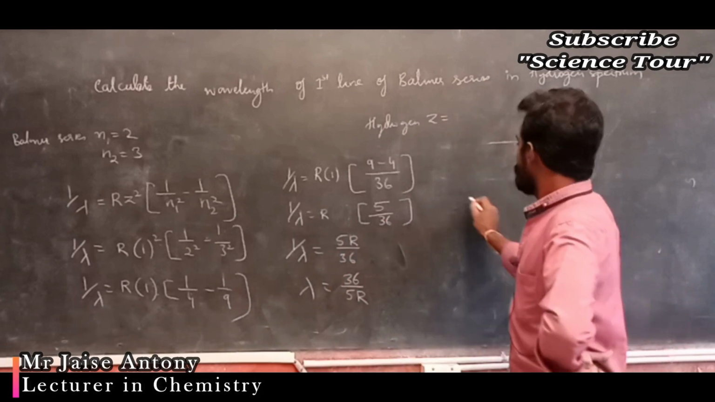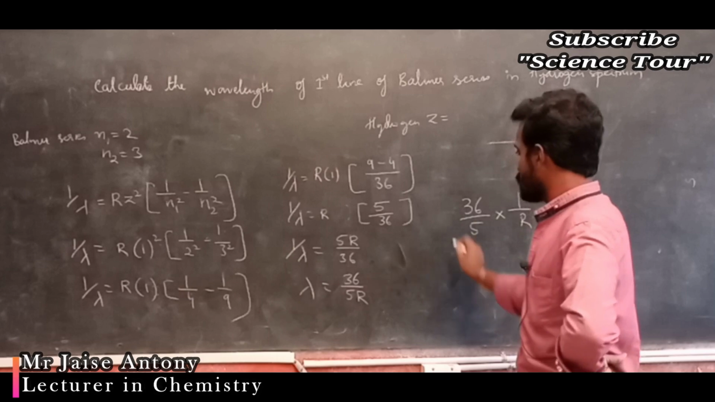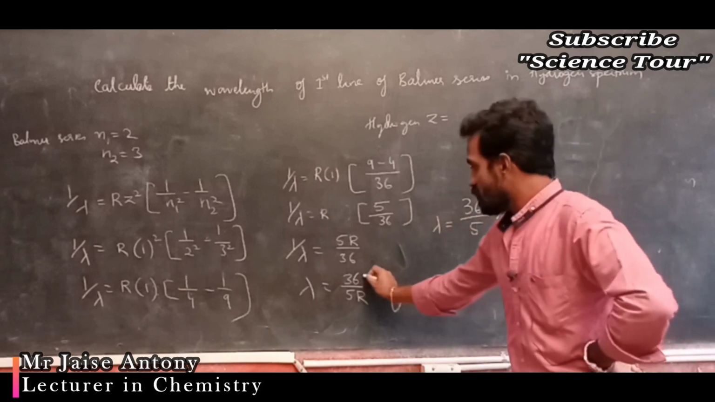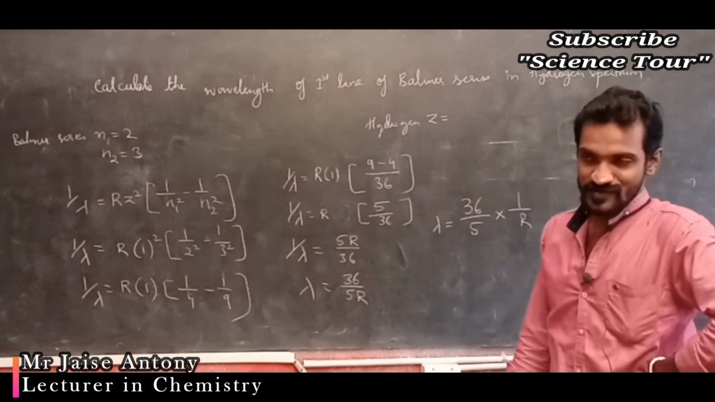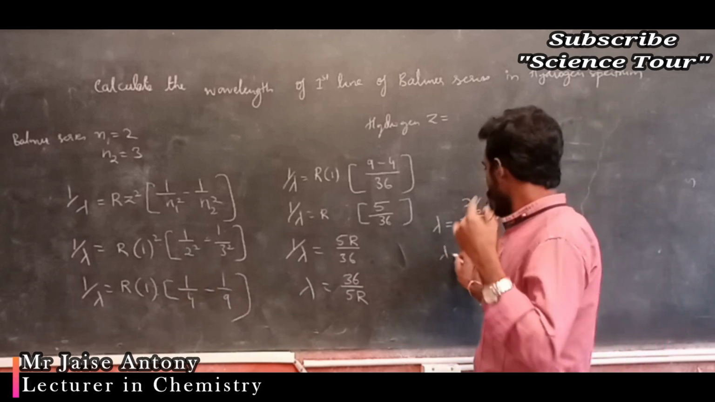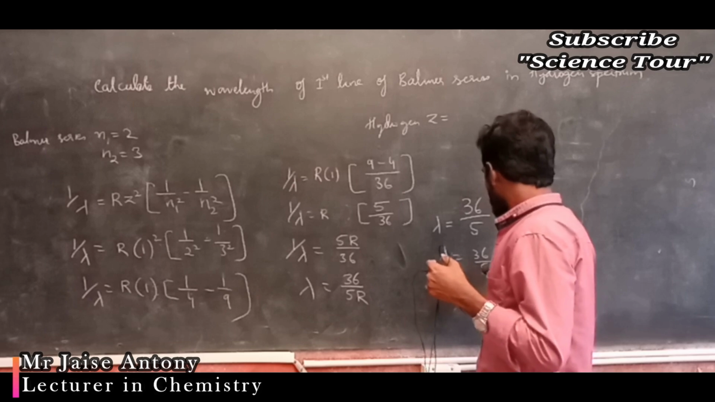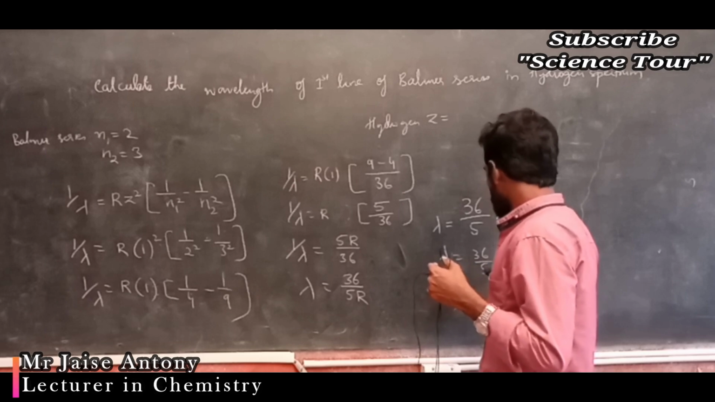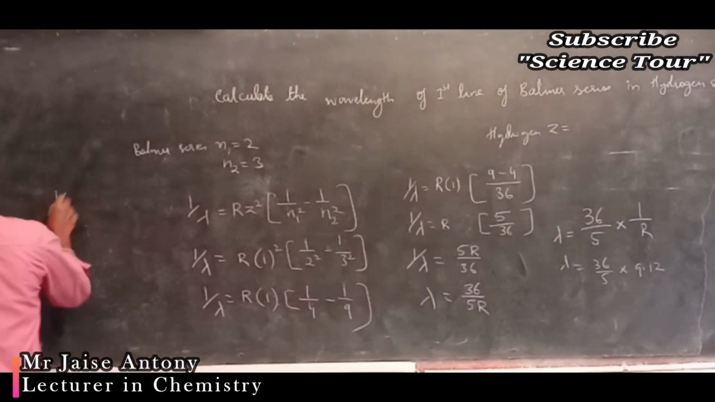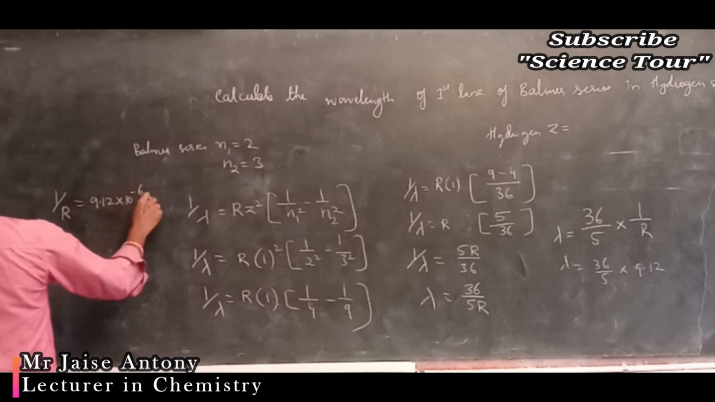36 divided by 5 into 1 by R. I can write it like this. Is there any problem if I write it like this? Lambda is equal to 36 by 5 into 1 by R. I can write like that also. And you have to substitute here: lambda is equal to 36 by 5 into, what is the 1 by R value, my dear students? We calculated 1 by R, it is 9.12 into 10 to the power minus 6 centimeter.